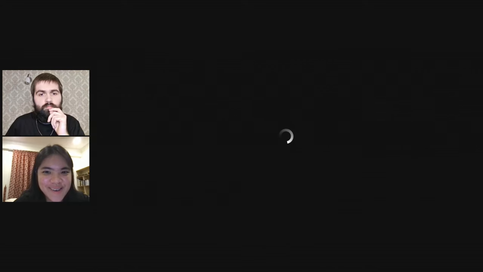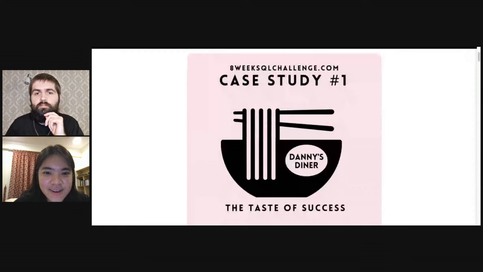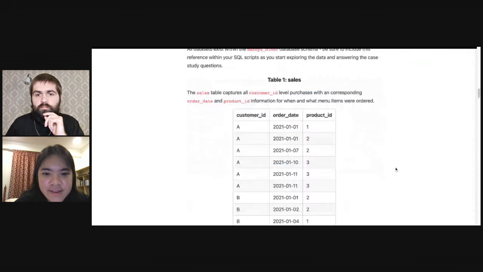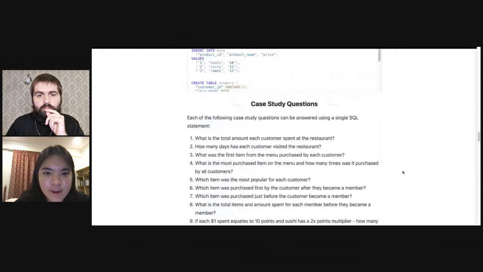I'm not sure if you've seen this before, but I do see people doing it on LinkedIn. I happened to stumble upon it on LinkedIn. They have a problem statement. This is the ER diagram. This is their schema. They provide this, and then there are the questions here.